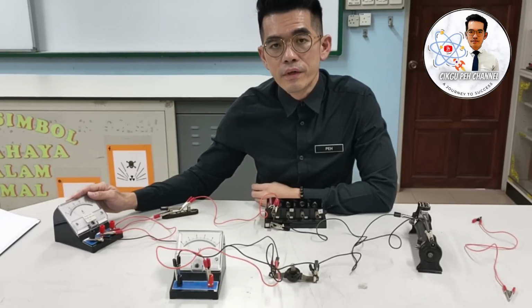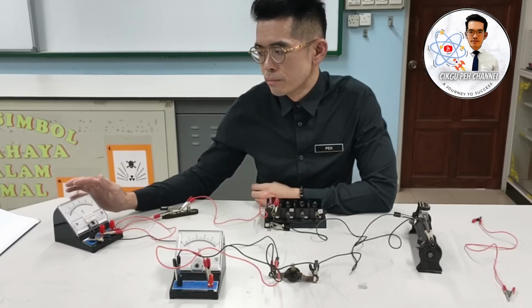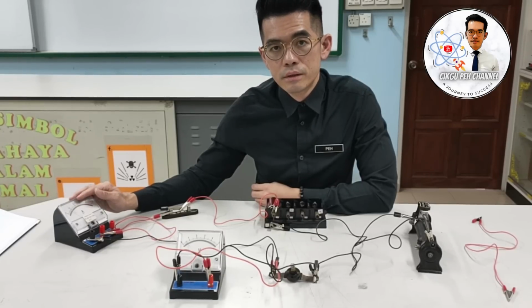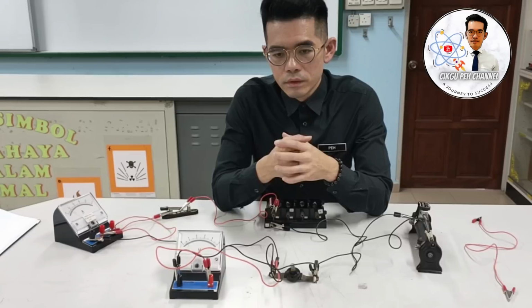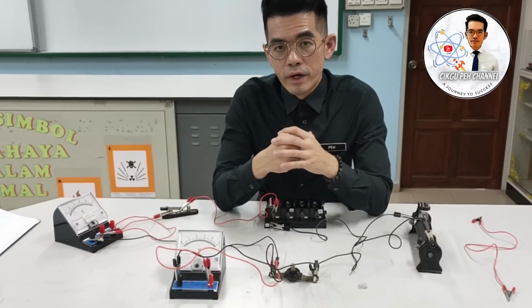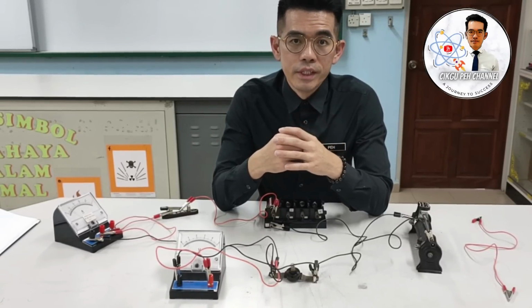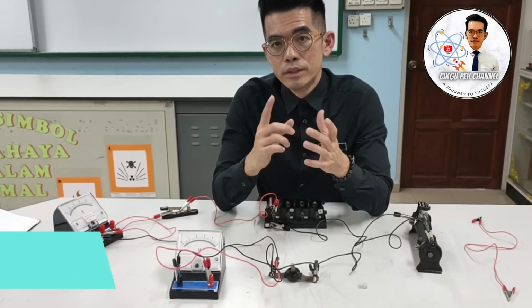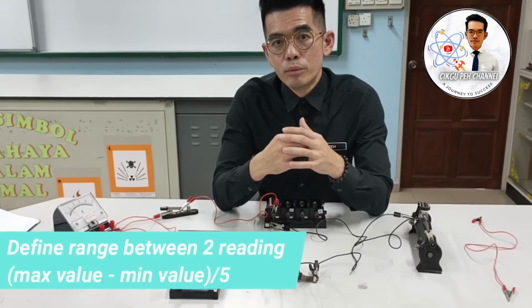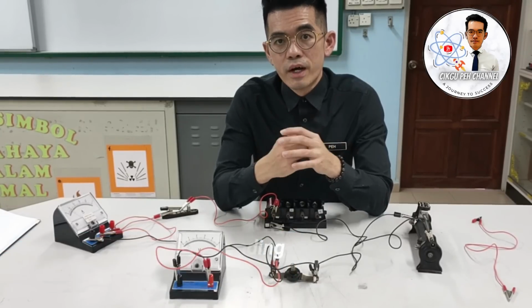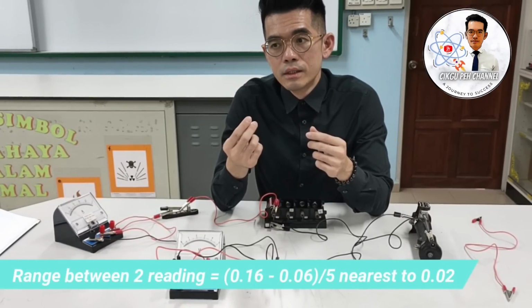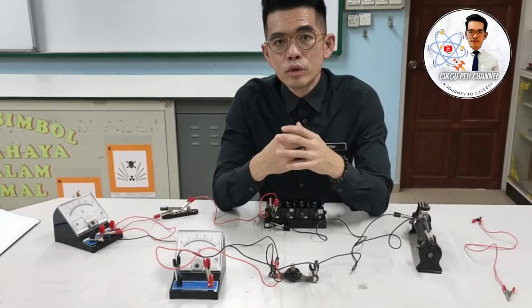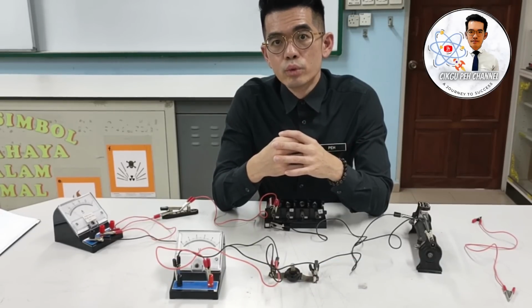So we see that the maximum value which is able to be measured by the ammeter will be 0.16, and the minimum value in this circuit will be 0.07. So now we can define our 5 MV readings, where we use the maximum value 0.16 minus 0.07, divided by 5. So we will get about 0.02. That means the difference between 2 and 3 will be about 0.02.